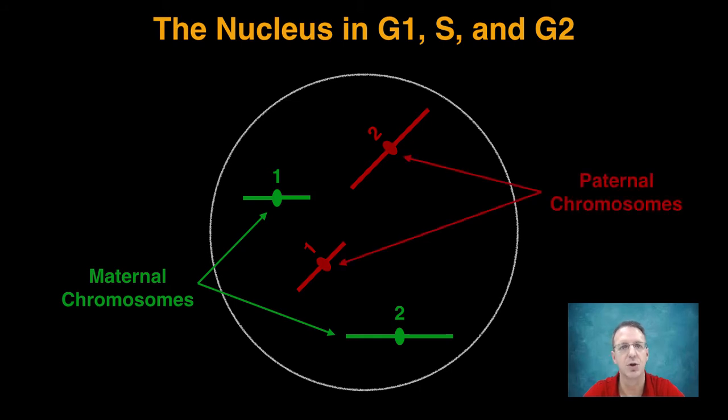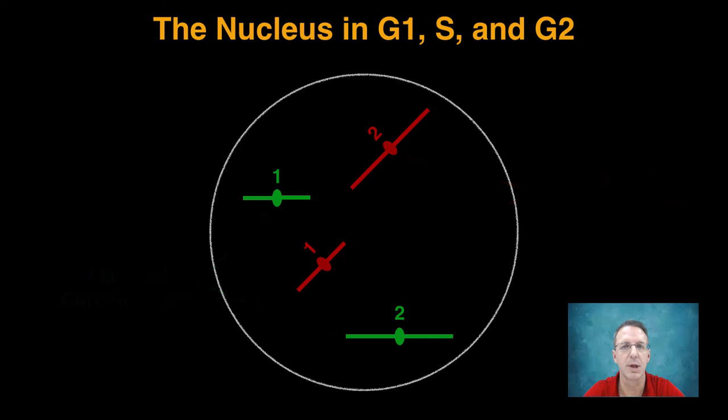And again, as mentioned, during the S phase the chromosomes are replicated, and they stay that way through G2 until the cell is ready to divide. So now it's time to move on to the M phase.